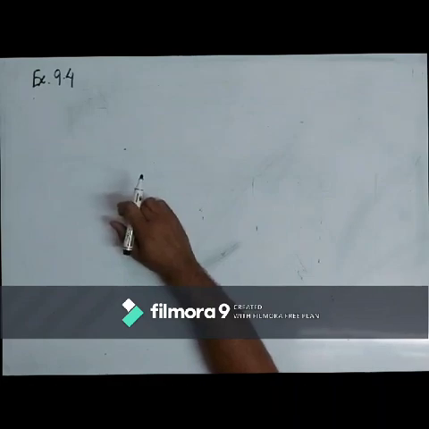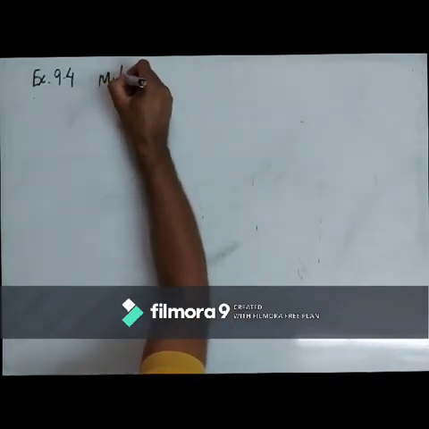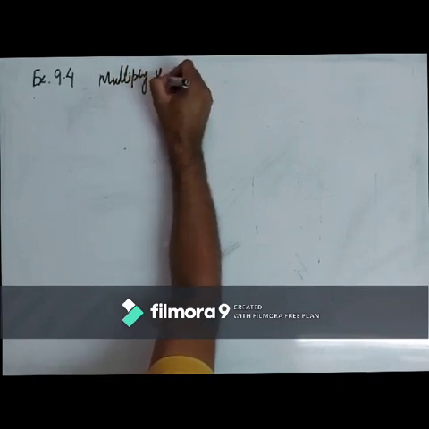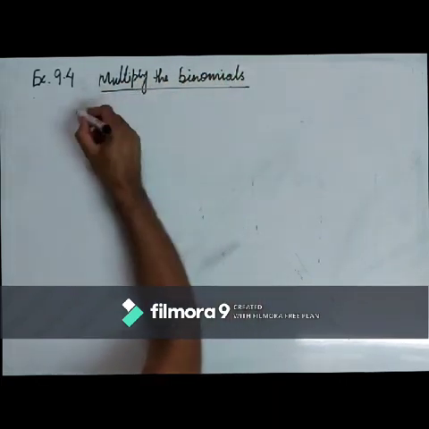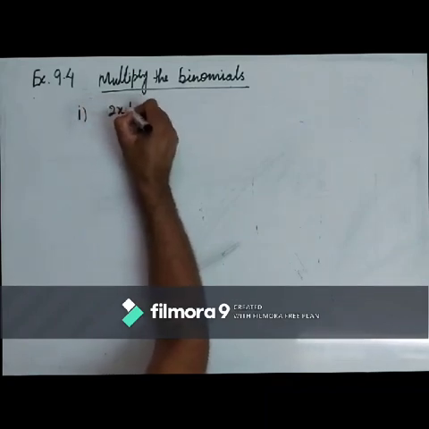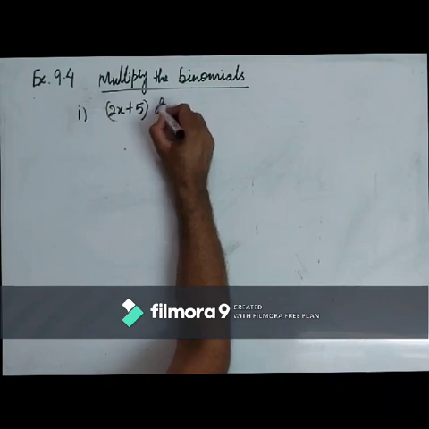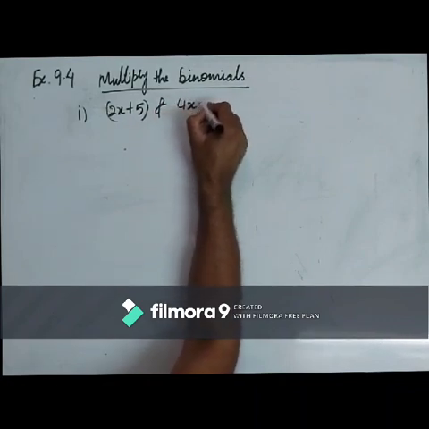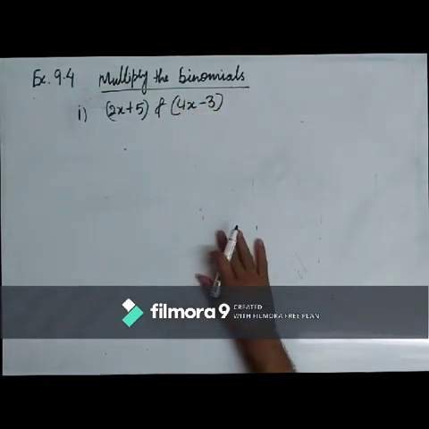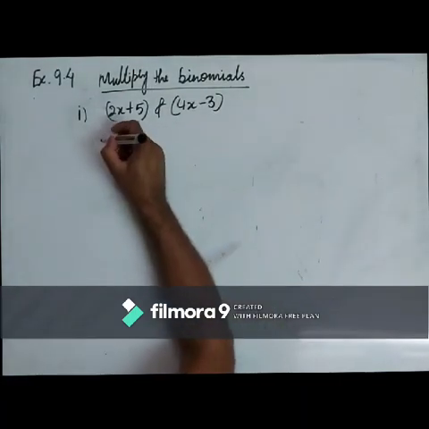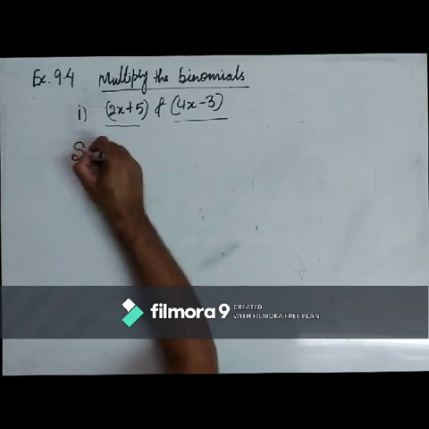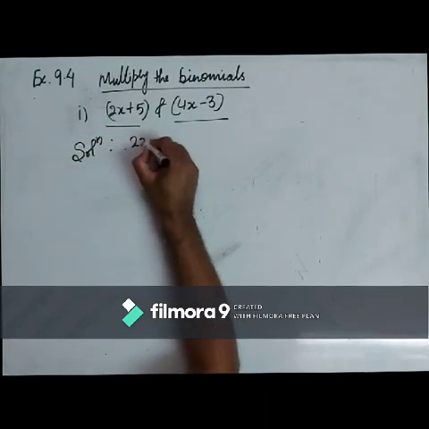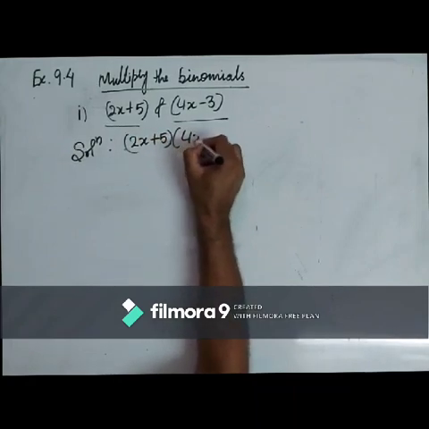Exercise 9.4, question number 1, multiply the binomials. So the first is 2x plus 5 and 4x minus 3. So as I told you, this is a binomial into binomial to be done with the help of distribution of the first polynomial or the second polynomial. And how do we do this? This is 2x plus 5 and 4x minus 3.